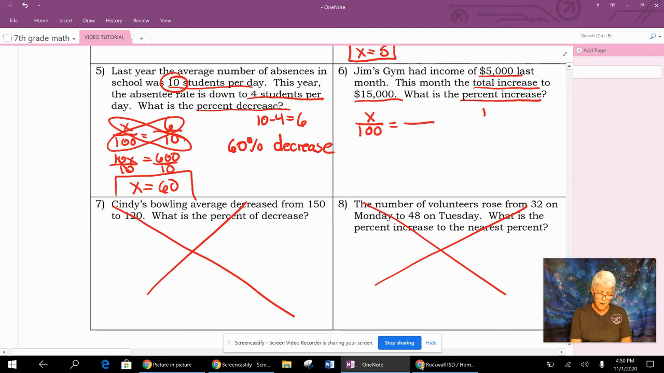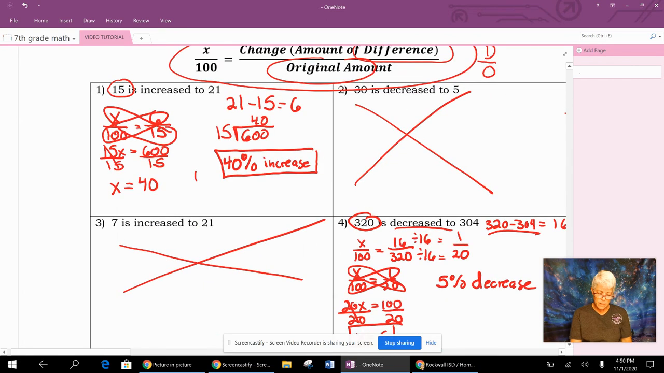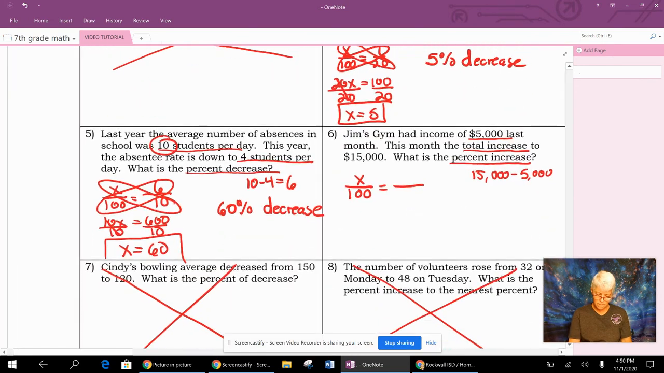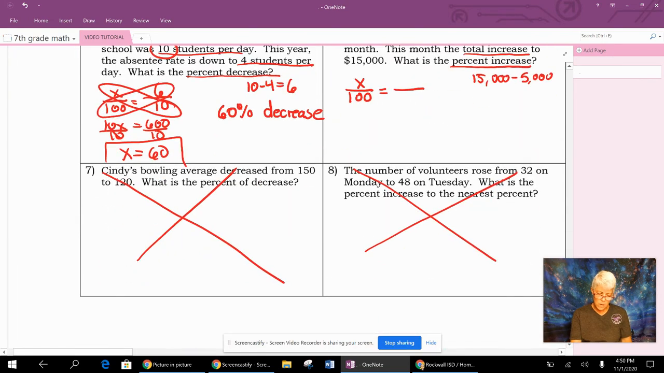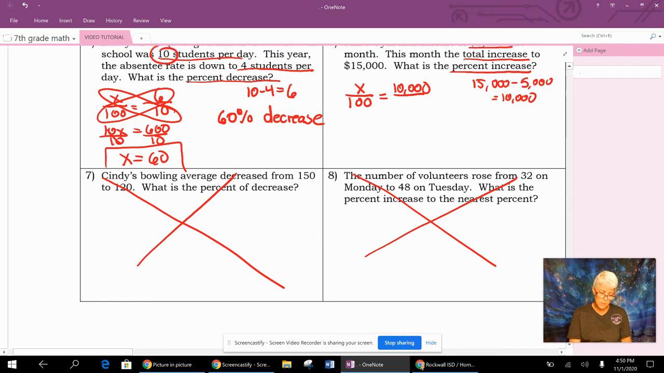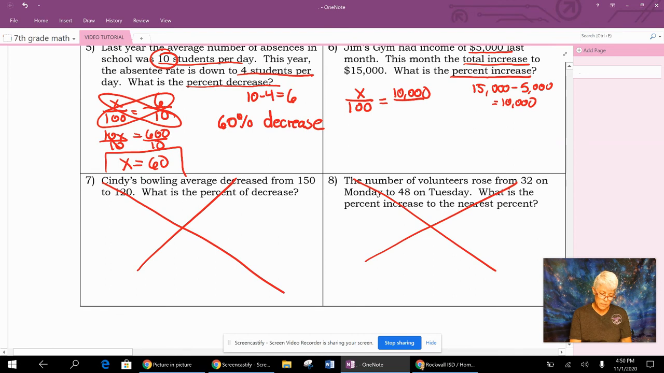And now I need to find the difference. So let's see, I have 15,000 minus 5,000. That equals 10,000. So the difference is 10,000. That's a big number. And the original is, let's see what the original is, 5,000. All right. Now I can do some stuff with this.